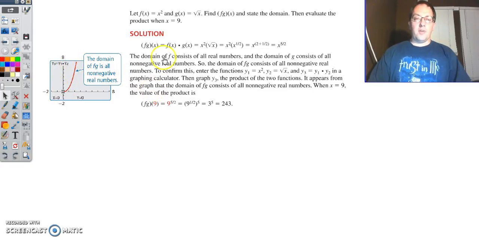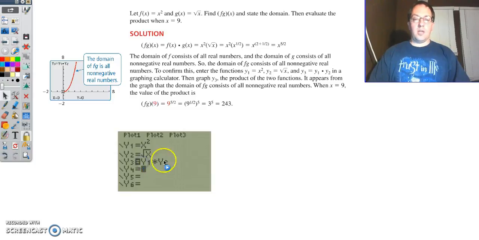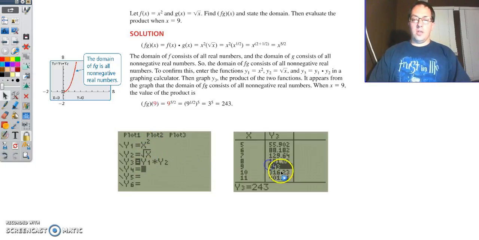All right. Now to find the value when x equals 9, you just plug in 9 for x, and we get our answer there of 243. All right. So that's how that works. And here it is in the calculator. And there it is on the table. 9 is 243.